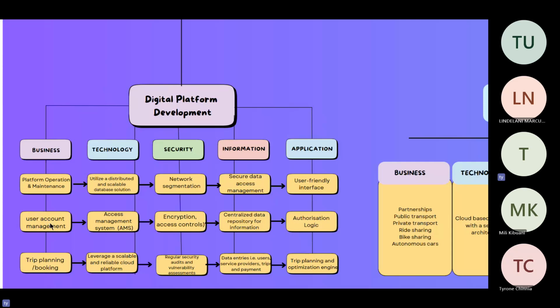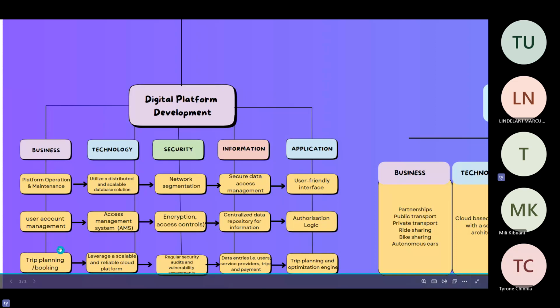From a technology architecture perspective, we need an access management system just to ensure that the right users have the right access at the right levels. To do this, we need encryption and access controls to ensure that proper security measures are followed. From an information architecture perspective, we need a centralized data repository for information in order to ensure that it's easily accessible throughout the digital platform. And lastly, from an application architecture perspective, authorization logic would be needed to ensure that the user is able to log on and access the correct resources.